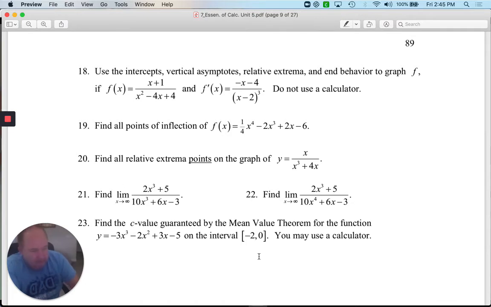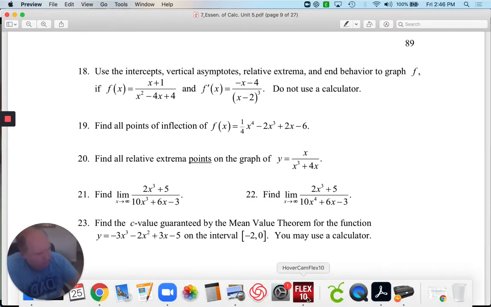Plug in a number between negative 4 and 2. So I'm going to plug in 0. Plug in 0 and you get a negative on top and you get a negative on the bottom. So that's positive. Plug in a number bigger than 2. And if you plug a number bigger than 2, you get a negative over a positive, which is negative. So at 2, we have a maximum.